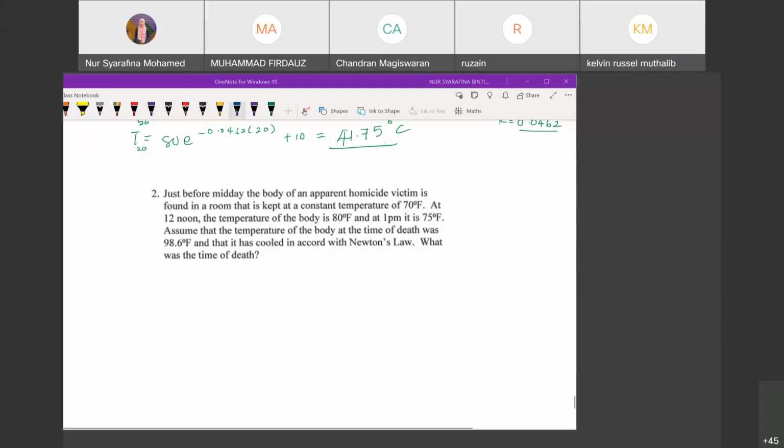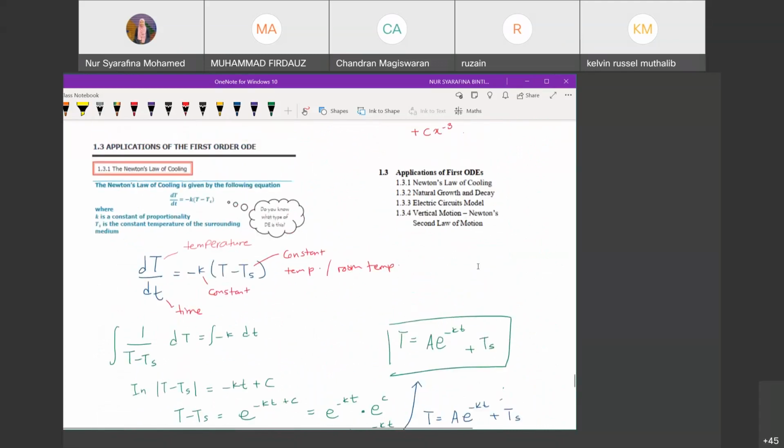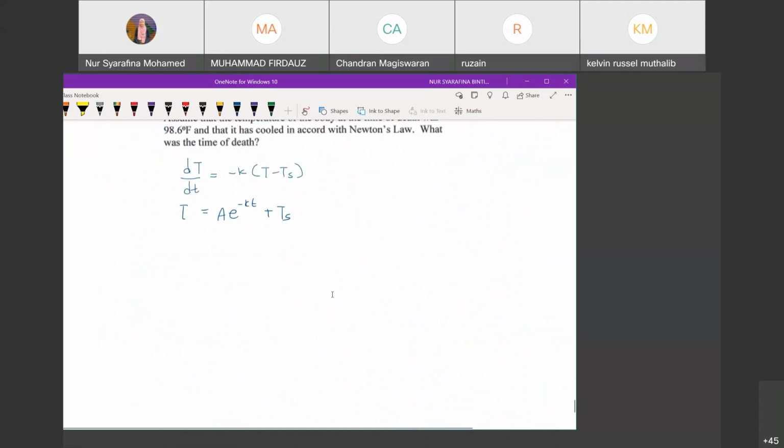So by Newton's law of cooling, you know that it is followed by dT/dt equals negative k (T minus Ts). And we find the solution of T, which is T equals Ae^(-kt) plus Ts. How can you obtain this? By solving the separable equation here. I have explained to you earlier. Right, so now let's take a look.